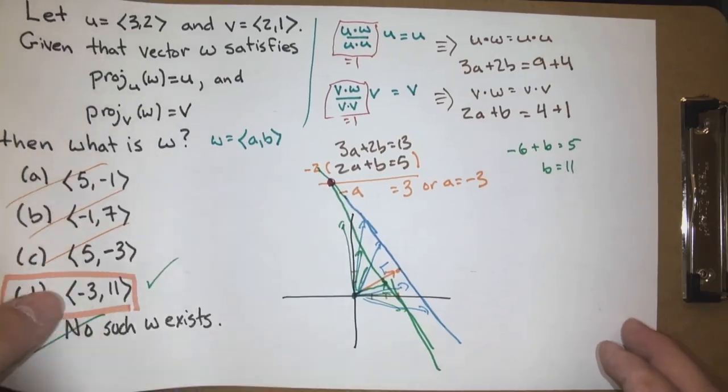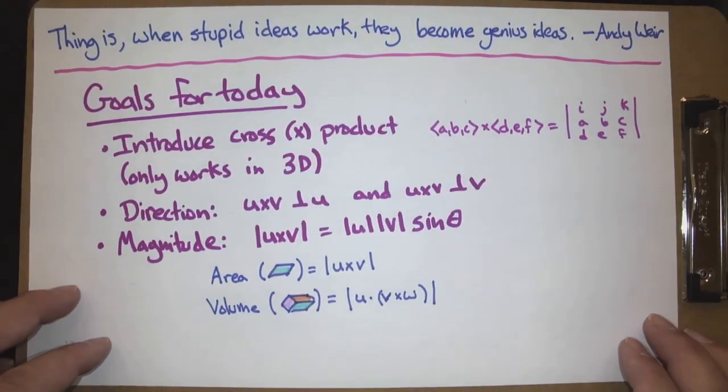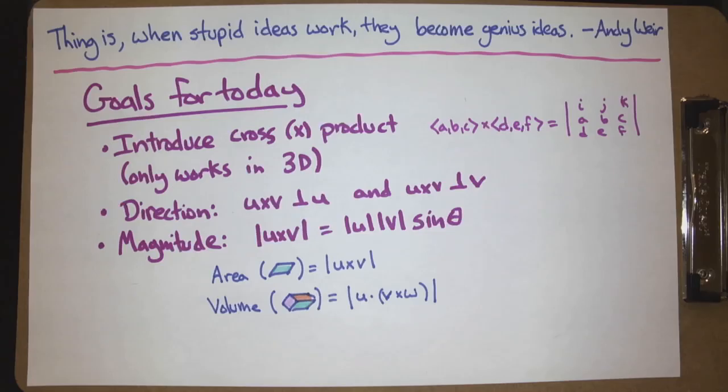All right. Well, where are we going? First, of course, thought for the day from engineer turned writer Andy Weir. He used to work at NASA. Now he writes books like The Martian. And he says in one of his books, "Thing is, when stupid ideas work, they become genius ideas." And maybe instead of the word stupid, let's use simple. When simple ideas work, they become genius ideas. A lot of math is based off of simple ideas. And sometimes we try to overcomplicate things.